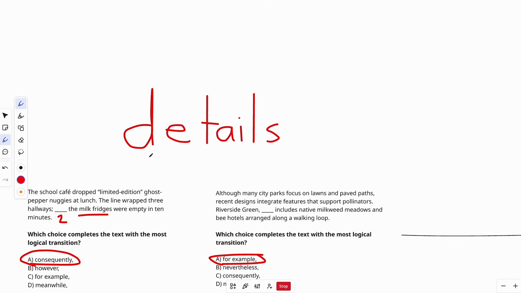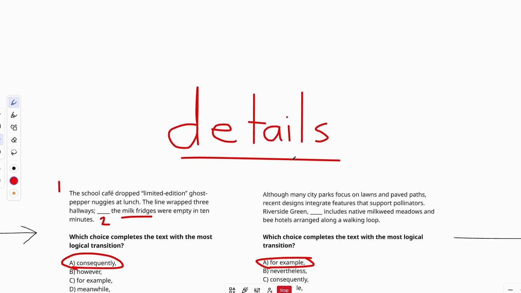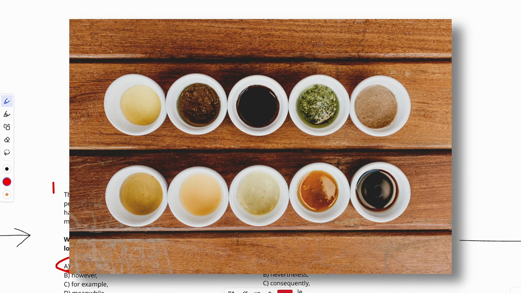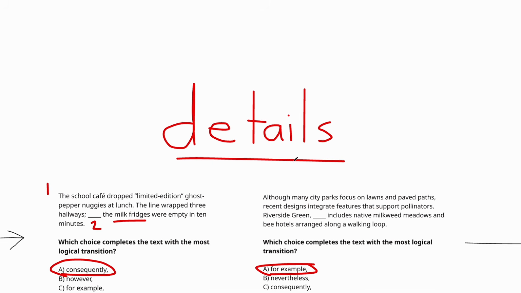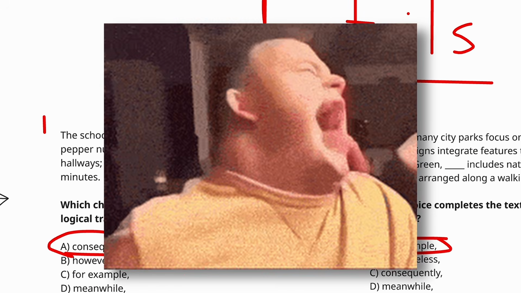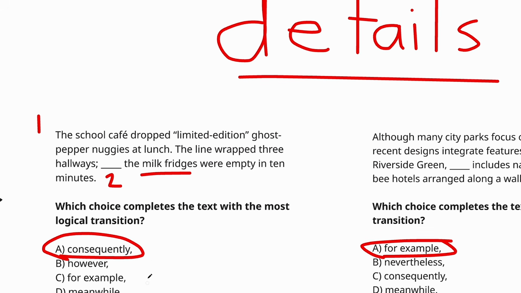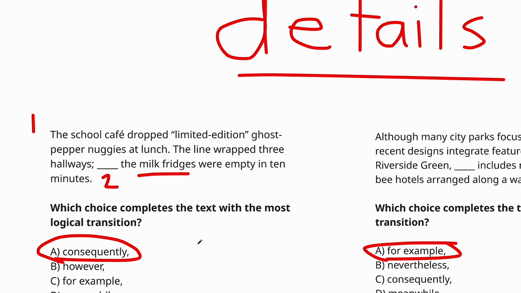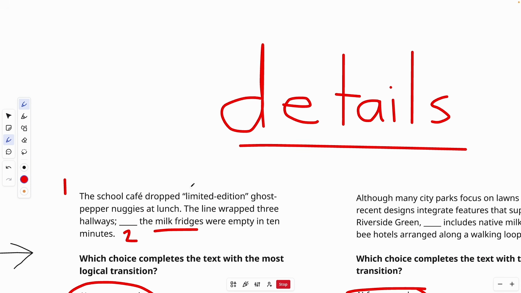The key thing is you've got to be focusing on the details of these questions. There's going to be many times where multiple choices will seem correct, but only one really aligns with the details. For example, if I didn't think about how the milk fridges were necessary to calm their tongues, any of these choices really could have worked, because any of them could have a different relationship, depending on what you think milk fridges are doing. As a result, you need to really understand every single word of these questions.